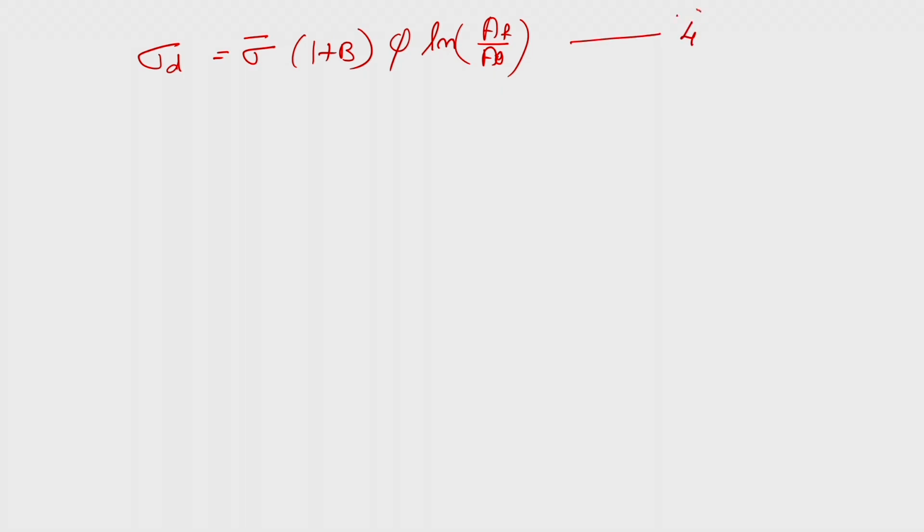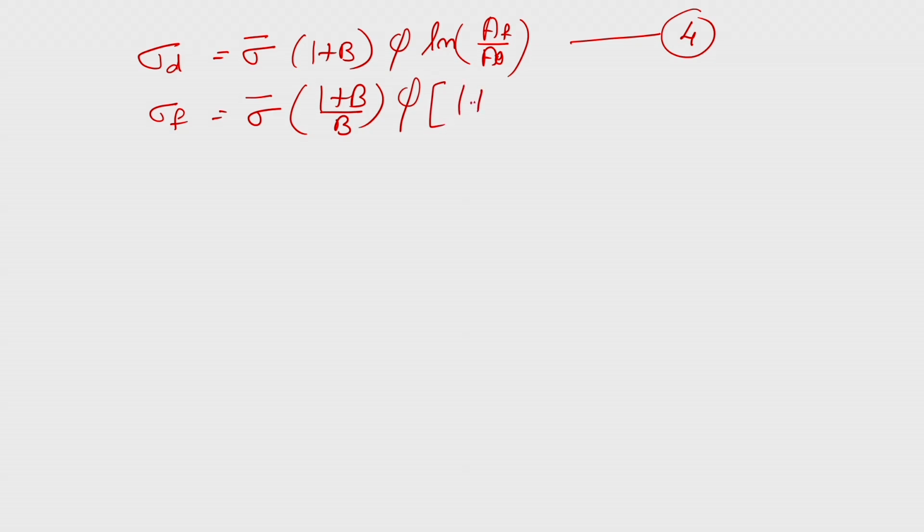If this is equation number 4, another expression is (1 plus b) by b. Because we are introducing this term phi into it, this is the relationship which we found earlier without considering the redundant deformation. In that also we can write it, but we are just using this phi term to take into account the redundant deformation. That factor is called the redundant work factor phi.